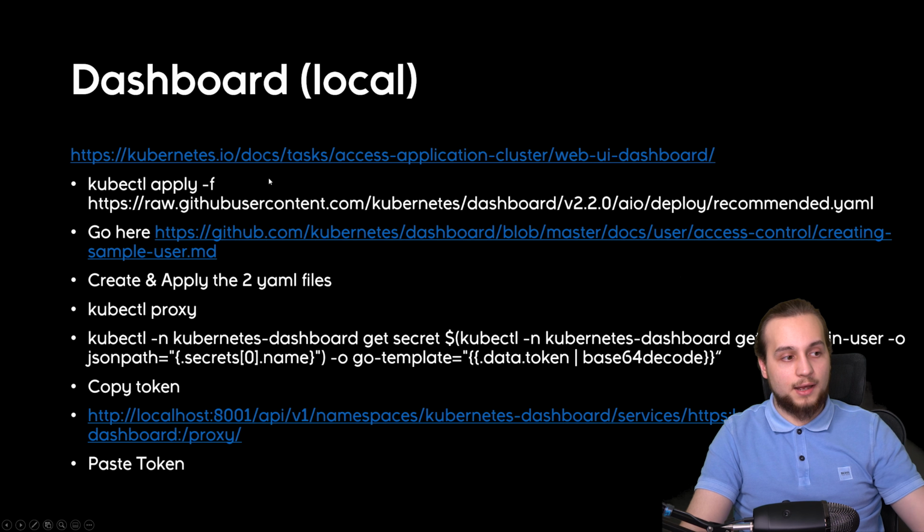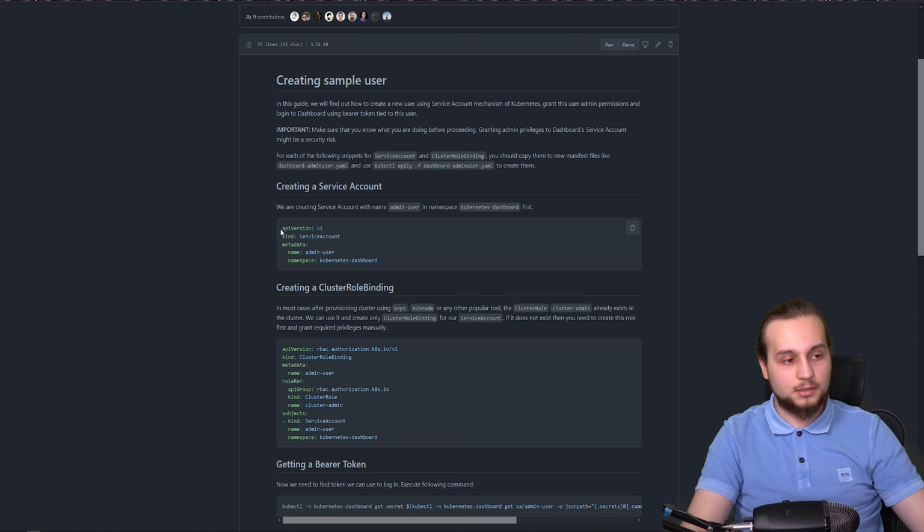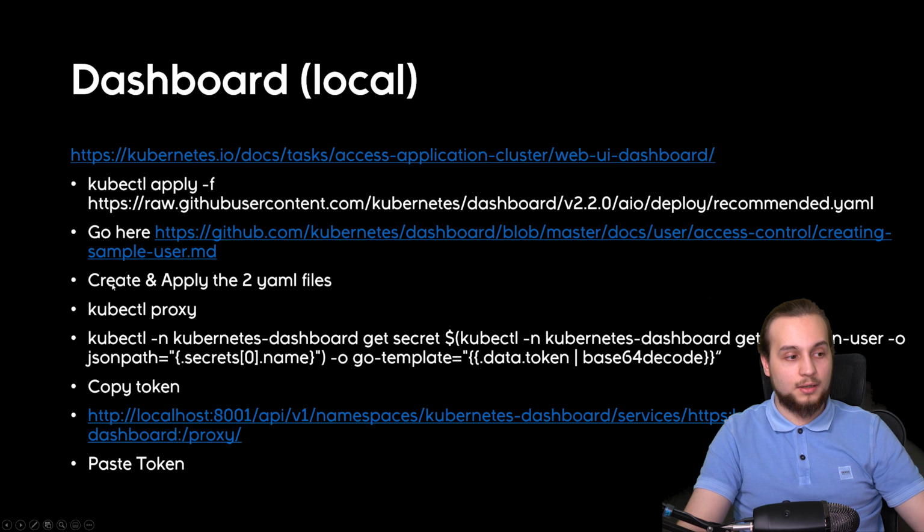Basically you will have to first open a terminal and then paste this command. And then you go to this GitHub page. In the GitHub page, you want to copy this bit and save it as a YAML file, and also copy this bit and save it as a YAML file. After you've created the two YAML files and copied the right code in them, you save them. And then you can just kubectl apply -f both files.